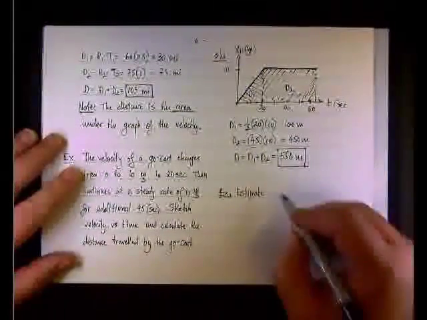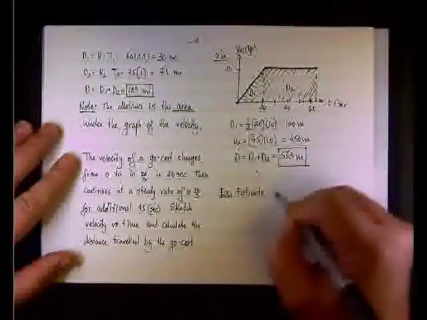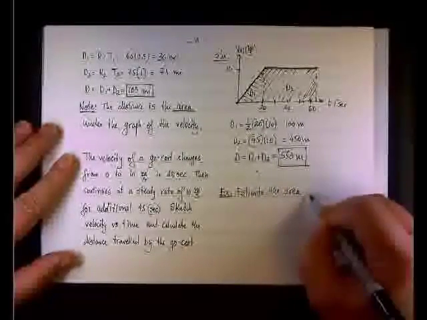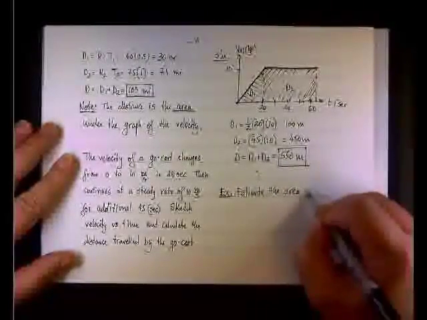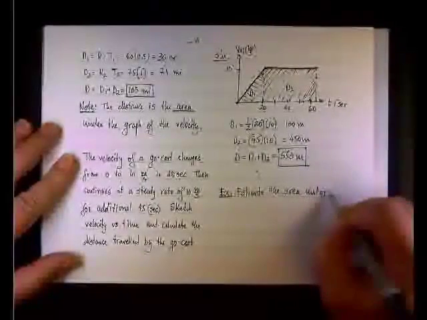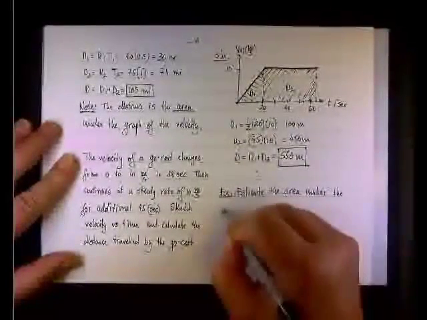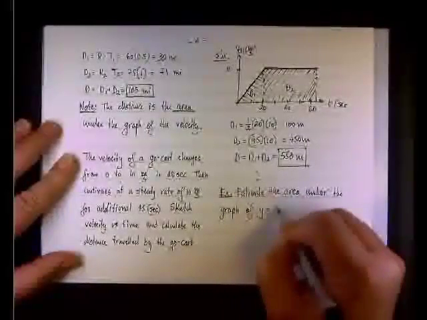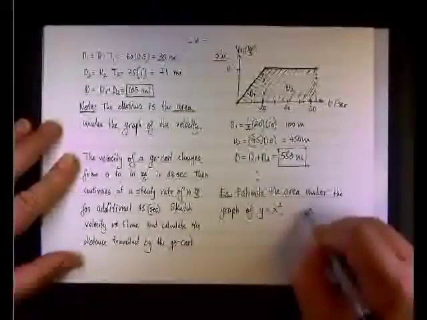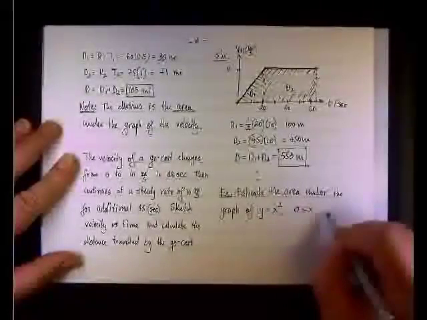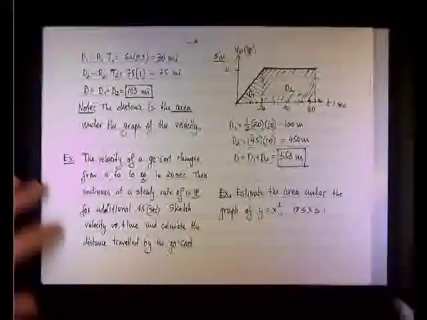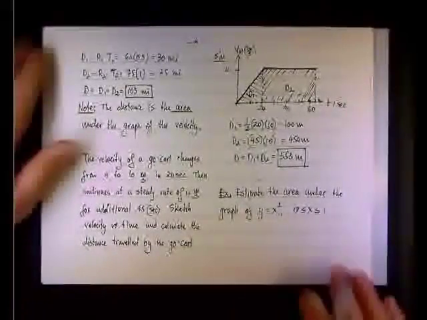So we need to estimate the area under the graph of y equal x squared, where x goes from 0 to 1, on the closed interval 0 to 1. So this is the task, and let's move to the next page to visualize it.